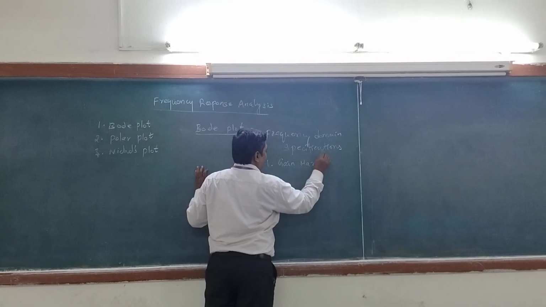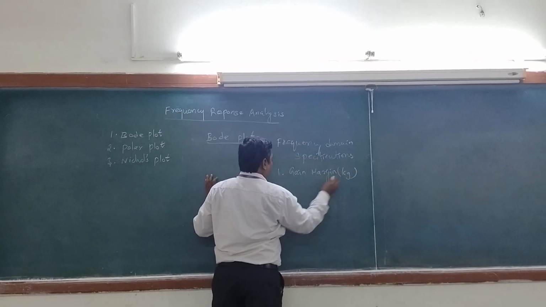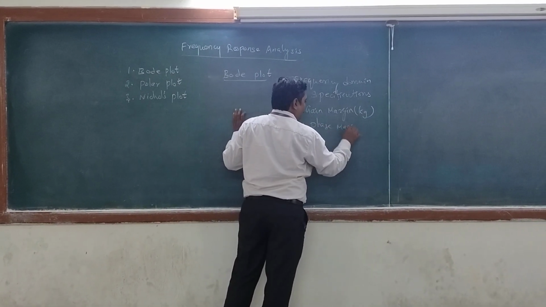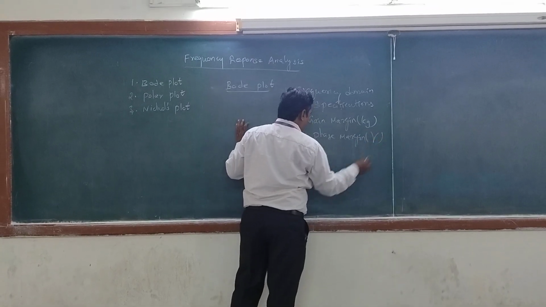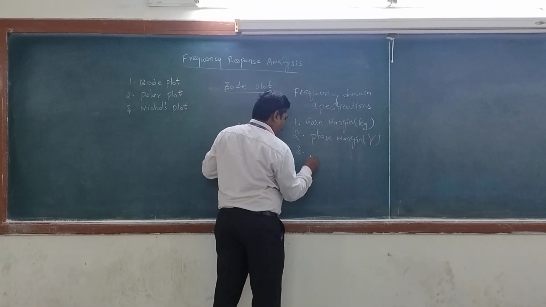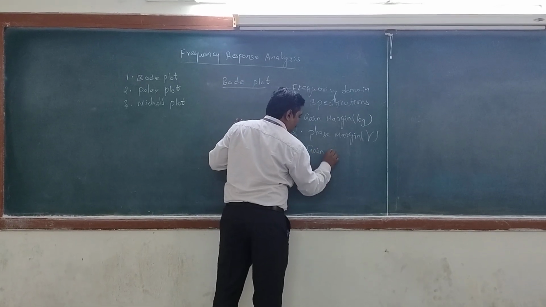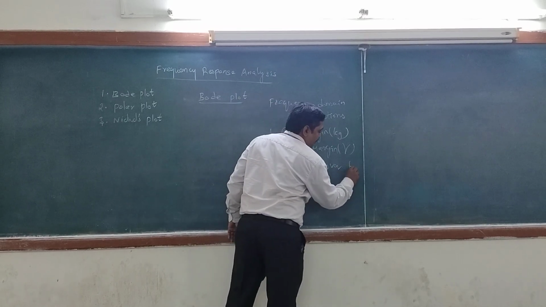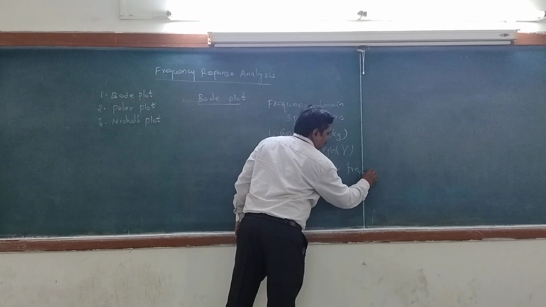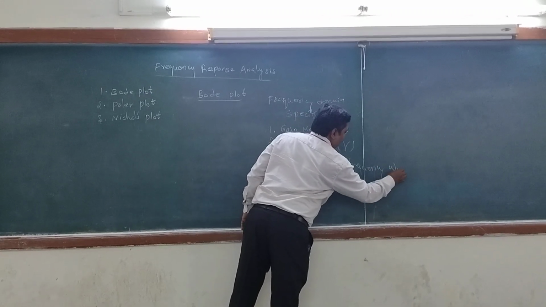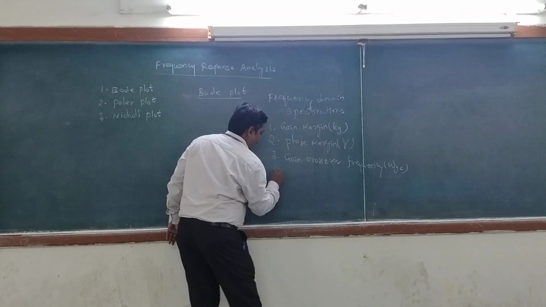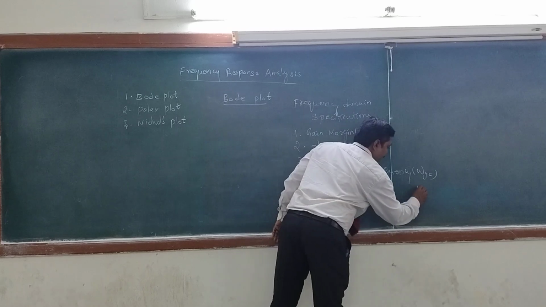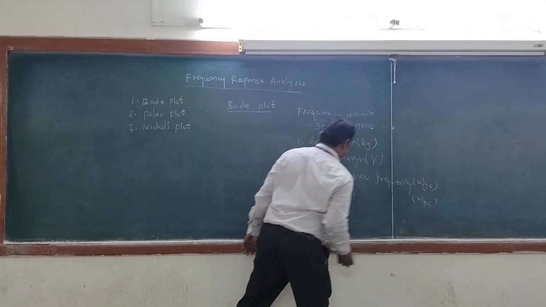This is very important. It is denoted by Kg. Then phase margin is denoted by gamma. Then gain crossover frequency, that is omega GC. Then phase crossover frequency, that is omega PC.